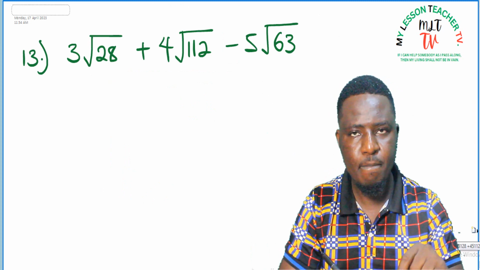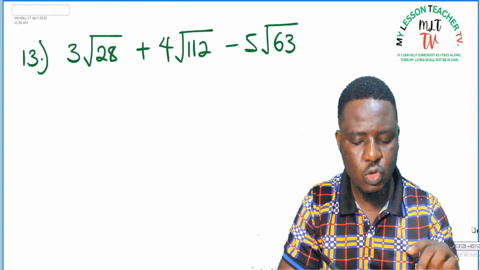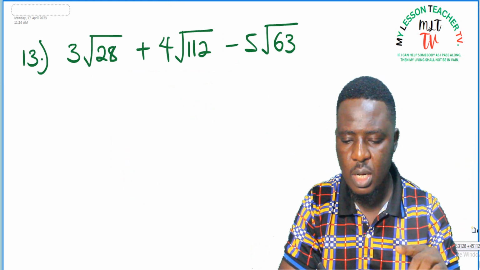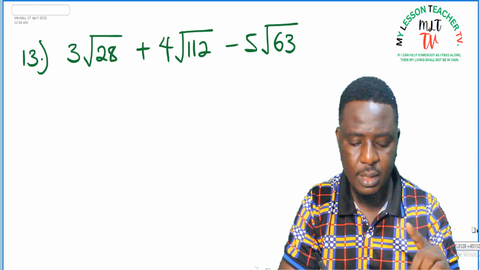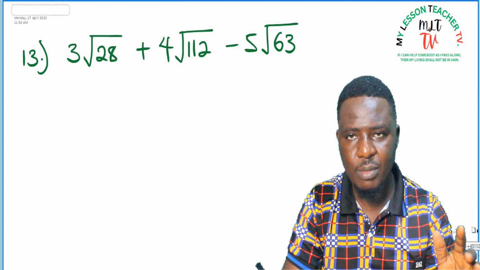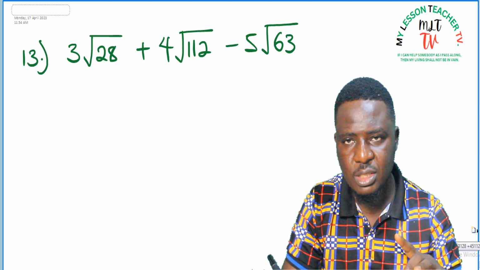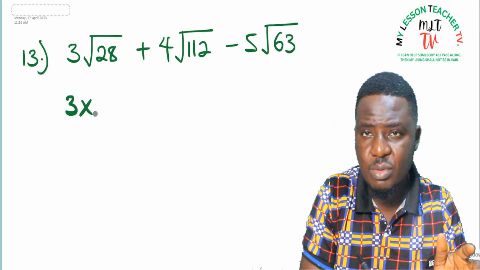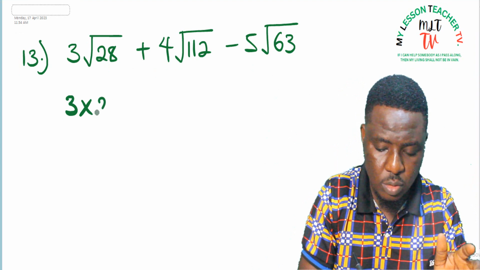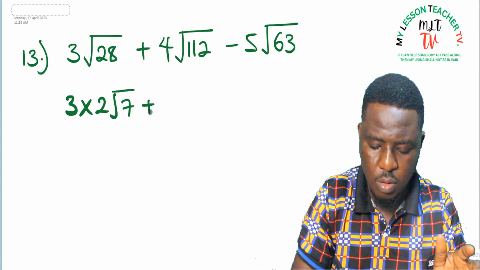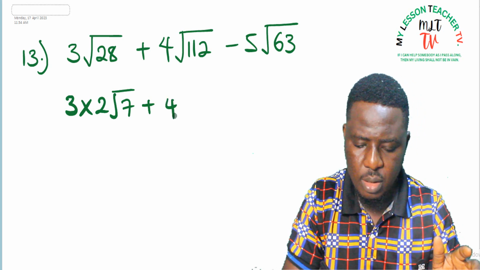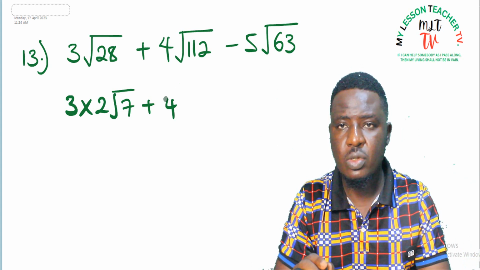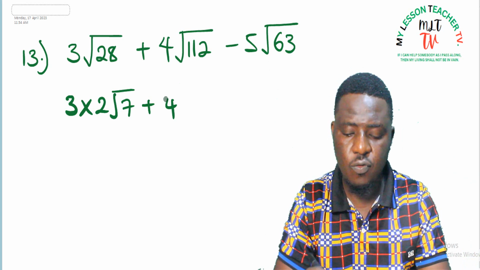Question 13. We are asked to add 3 root 28 plus 4 root 112 minus 5 root 63. So we'll still take the same procedure, reduce each of them to their basic surd forms, and then collect like terms. So this is 3 times root 28, which is root 4 times 7, and that gives us 2 root 7 plus 4 root 112. If you divide this by 7, 112 divided by 7 is 16. So root 16 is said to be 4. That gives us 4 root 7.